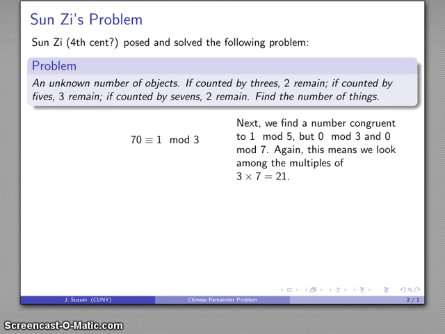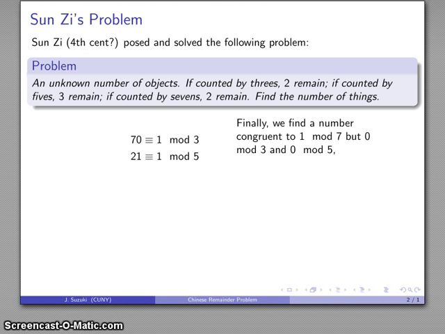Well, that tells me that I have to look among the multiples of 3 times 7, 21. So anything that's a multiple of 21 is going to be congruent to 0 mod 3 and also to 0 mod 7. So again, I'll go through my list of multiples of 21, and in this case, the first one has it. So 21 is congruent to 1 mod 5. And then finally, I'll take a look at that last congruence. So I want to find a number that's congruent to 1 mod 7, but congruent to 0 mod 3 and 0 mod 5. So that tells me I want to look for multiples of 3 times 5, multiples of 15. And that's going to give me 15 turns out to be congruent to 1 mod 7.